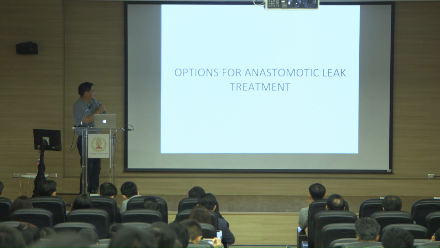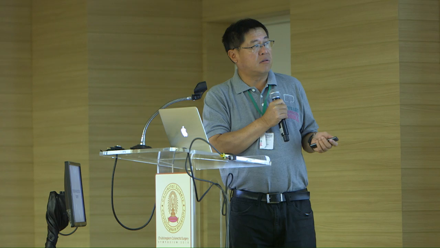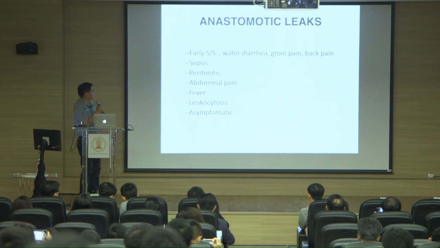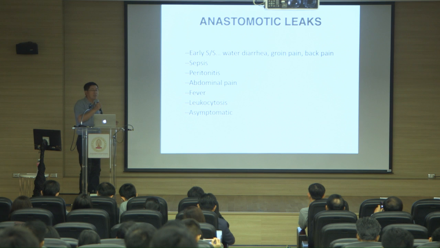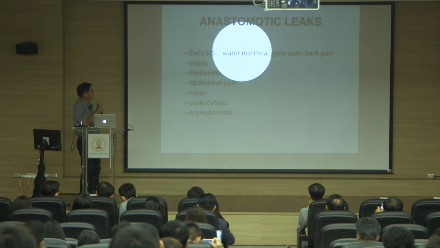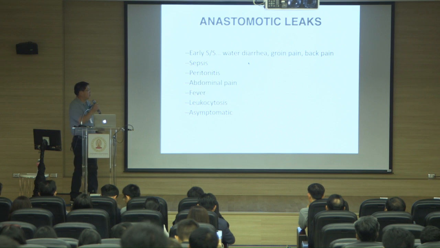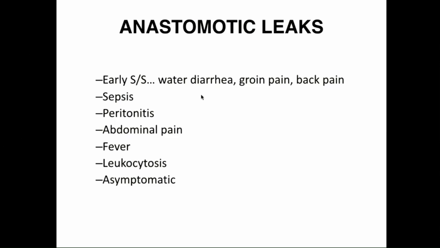I'm going to talk about the management of the leak. There are several options of managing the leak. A lot of the time you cannot detect a leak by image or by clinical symptom. The most important thing, on a low anterior resection, is that you have to watch out. If a patient has watery diarrhea in the first stage, that probably would end up with a leak, or if your patient has groin pain or back pain, you have to be aware that a leak is coming. When there is a leak, you have sepsis, peritonitis, abdominal pain that follow.